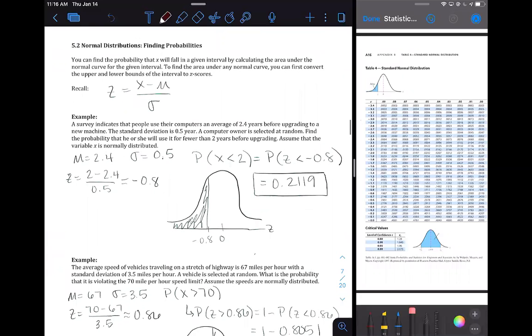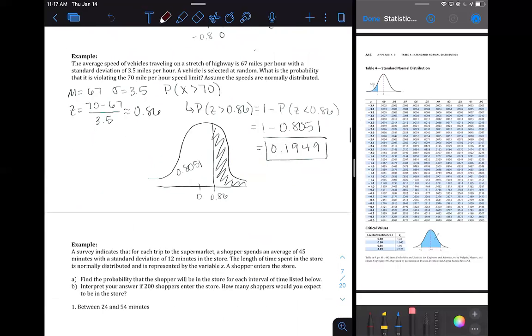Okay, so remember our formula, z equals x minus mu divided by standard deviation. That's going to be our first part, changing our x values into z-scores and then using what we know about left, right, or in between to find the area, which is our probability.